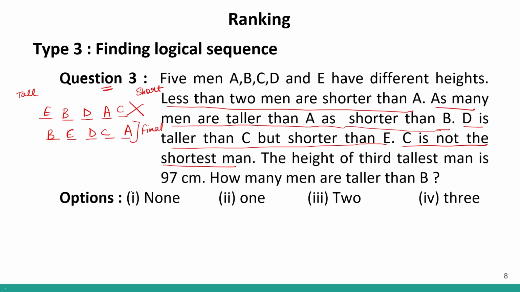So this is the final arrangement. Correct? Now, the question says that the height of the third tallest man is 97 centimeter. Third tallest means this is 97 centimeter. We have to find out how many men are taller than B. So basically in the final arrangement, B is the tallest. Correct? So we have to find out how many men are taller than B. None. There is no one who is taller than B.